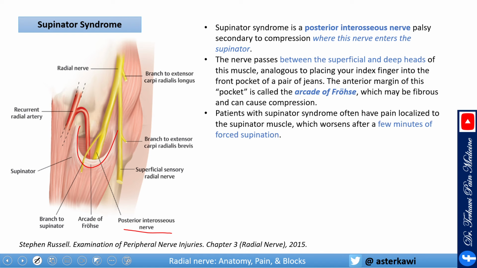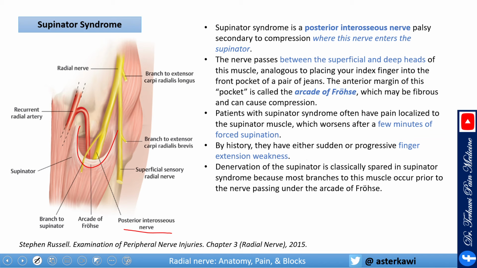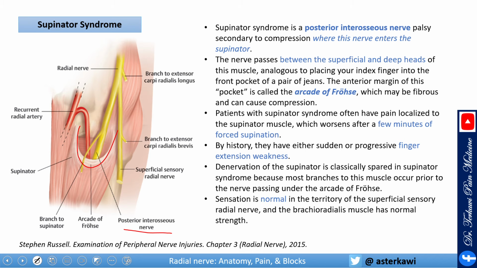So the patient with supinator syndrome often has pain localized to the supinator muscle, which worsens after a few minutes of forced supination. By history, they have either sudden or progressive finger extension weakness. Denervation of the supinator is classically spared in supinator syndrome because most branches of the muscle occur prior to the nerve passing underneath the arcade.